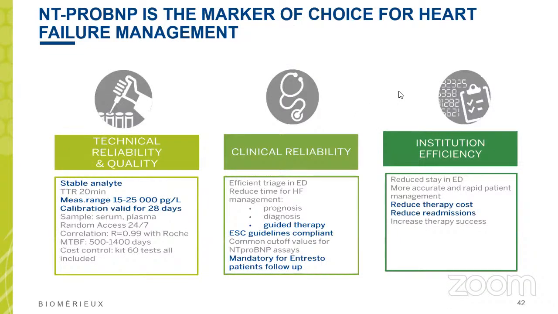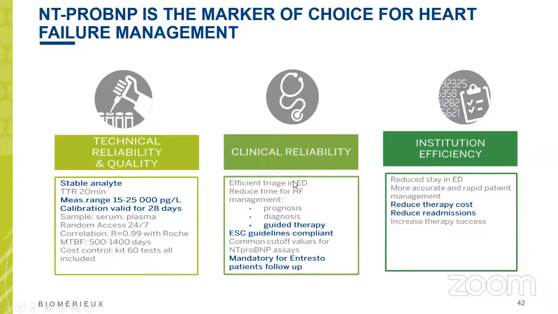So this is probably my last slide, I think. So NT-proBNP and how it really supports the management of heart failure. First of all, it's a reliable test and it's quite stable. Time to result of about 20 minutes. And these are the details in terms of calibration, the sample to use, and so on, the correlation that was used. Minimum time before failure to over 1,400 days. And the kit is in 60 tests as per our current recommendation for VIDAS.